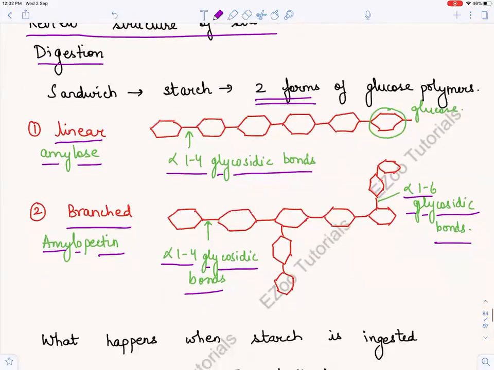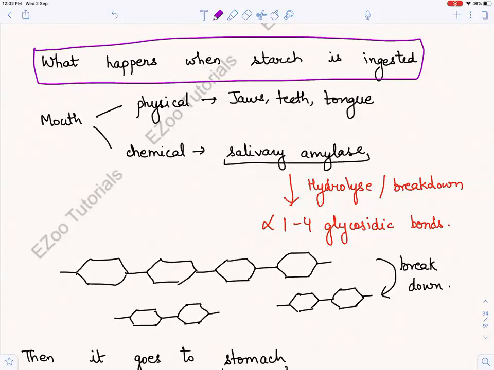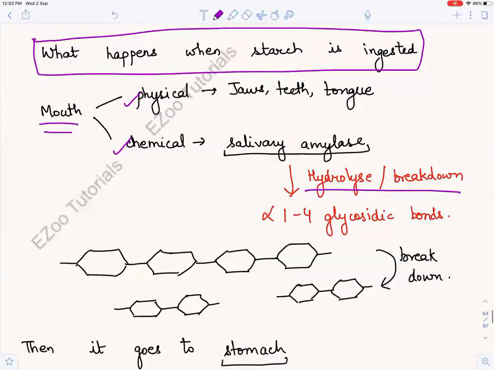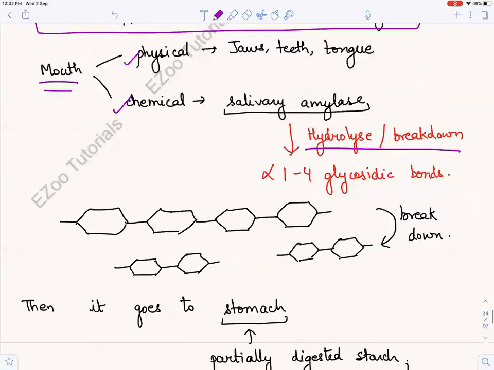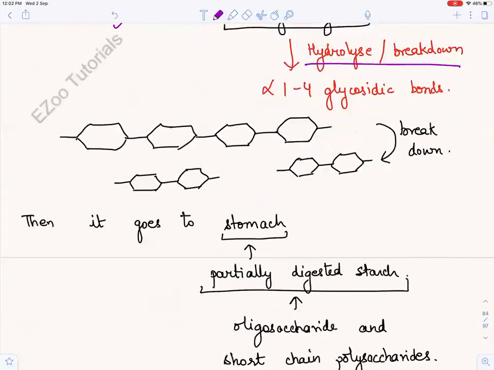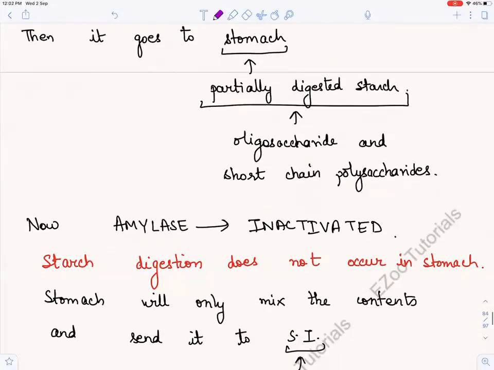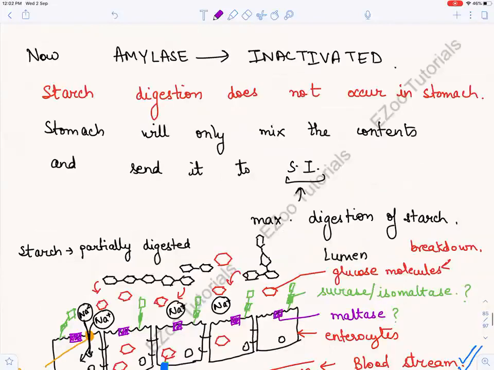Then we tried to answer what happens when the starch is ingested. In the mouth, two types of breakdown will take place, physical and chemical. In the chemical, the salivary amylase will hydrolyze or break down these alpha linear bonds, and small chain glucose polymers are formed. Then it goes to the stomach where no starch digestion is taking place. The amylase is getting inactivated, so the stomach will only mix the contents.